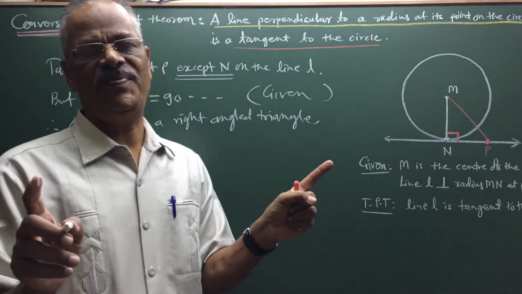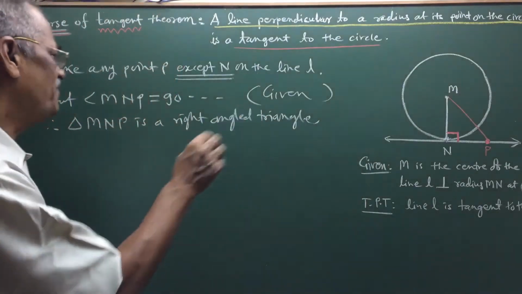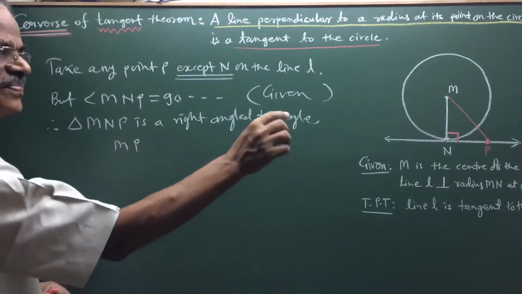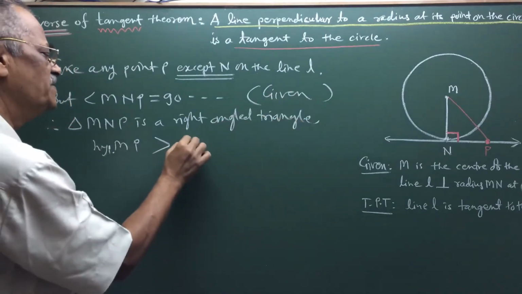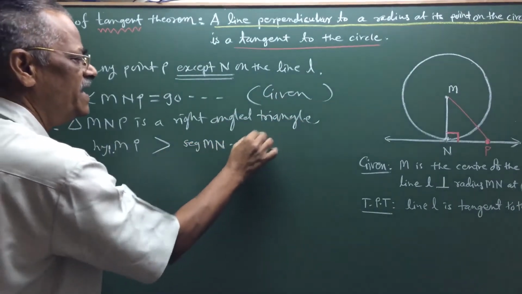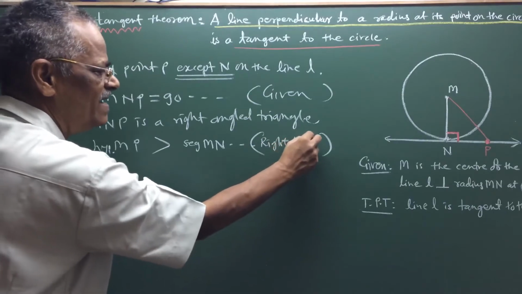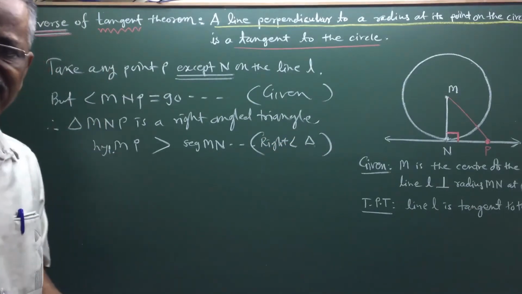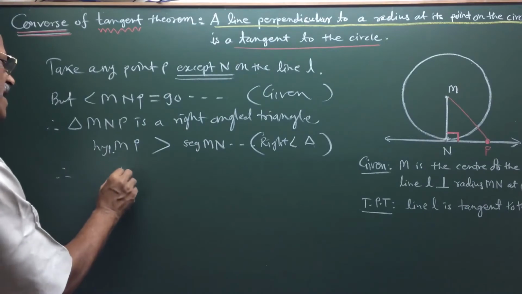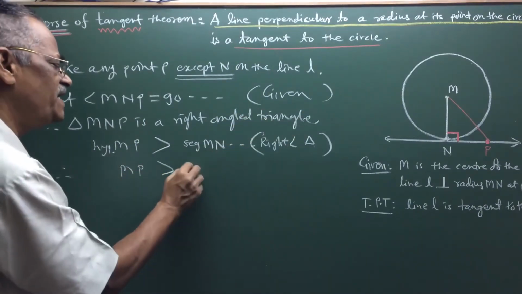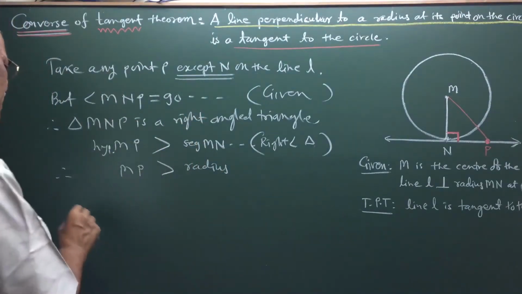So you know that property of a right angle triangle: hypotenuse is always greater than each of the remaining sides. So definitely segment MP, that is the hypotenuse, must be greater than segment MN. It is a property of a right angle triangle, the greatest side is the hypotenuse. So you can see that MP is greater than MN. MN is the radius of the circle. So definitely P lies outside the circle.